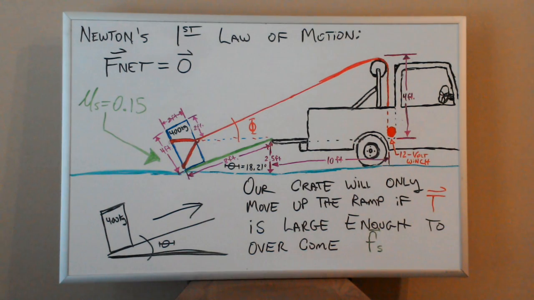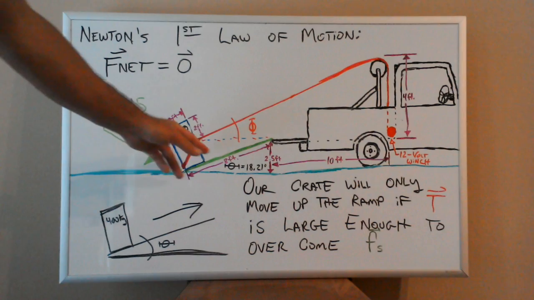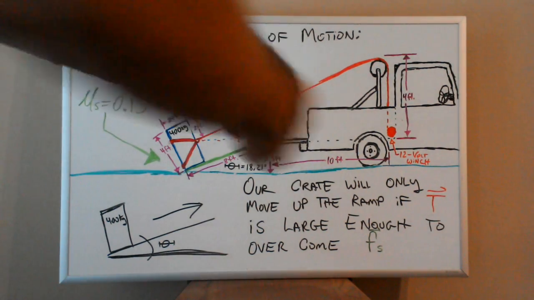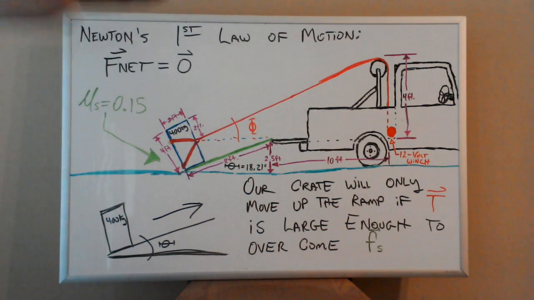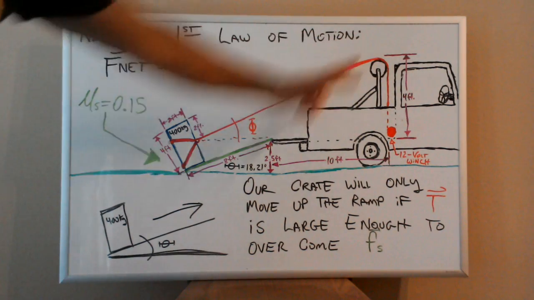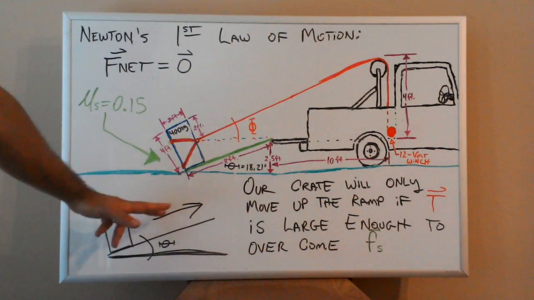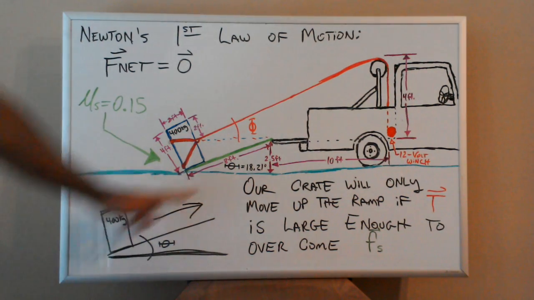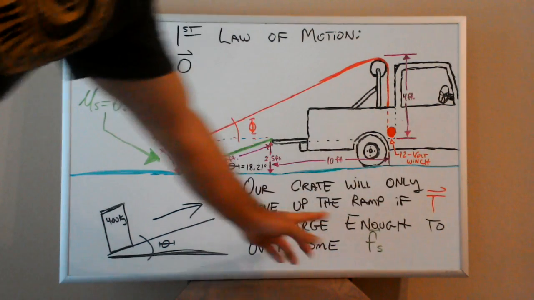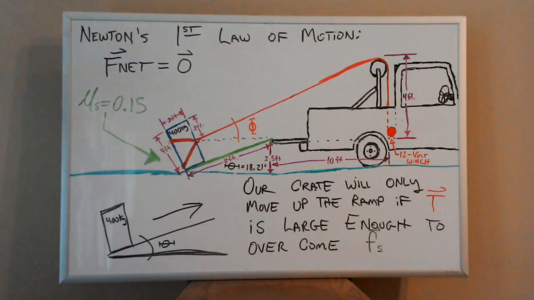Okay, on to the physics. So Isaac Newton's first law of motion tells us that if an object is at rest, as this crate is, it's going to stay that way as long as all of the forces that are acting on it balance out, as long as they all equal zero vector. So we want to find out how much force it takes to move it. So we want to break that equilibrium. The only way this crate's going to go up the ramp is if the force of tension is large enough to overcome the force of static friction, which is opposing it.